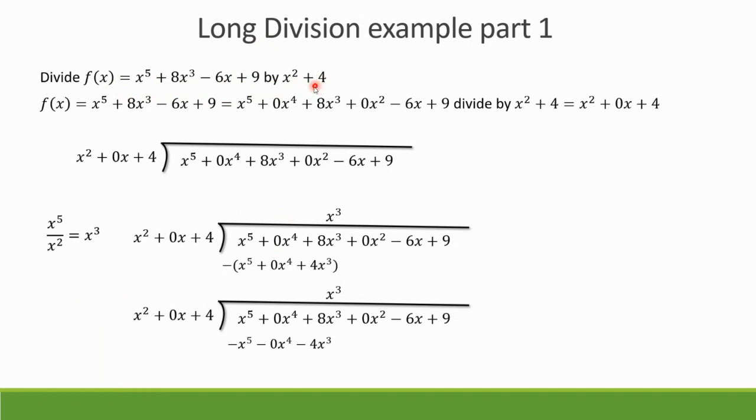So remember, you want to use 0 as a placeholder. So notice that f of x is a degree 5 polynomial. So we're going to have x to the 5th plus 0x to the 4, right? Plus 8x cubed plus 0x squared, right? There's no x squared term here, so we put it in. Minus 6 times x plus 9.